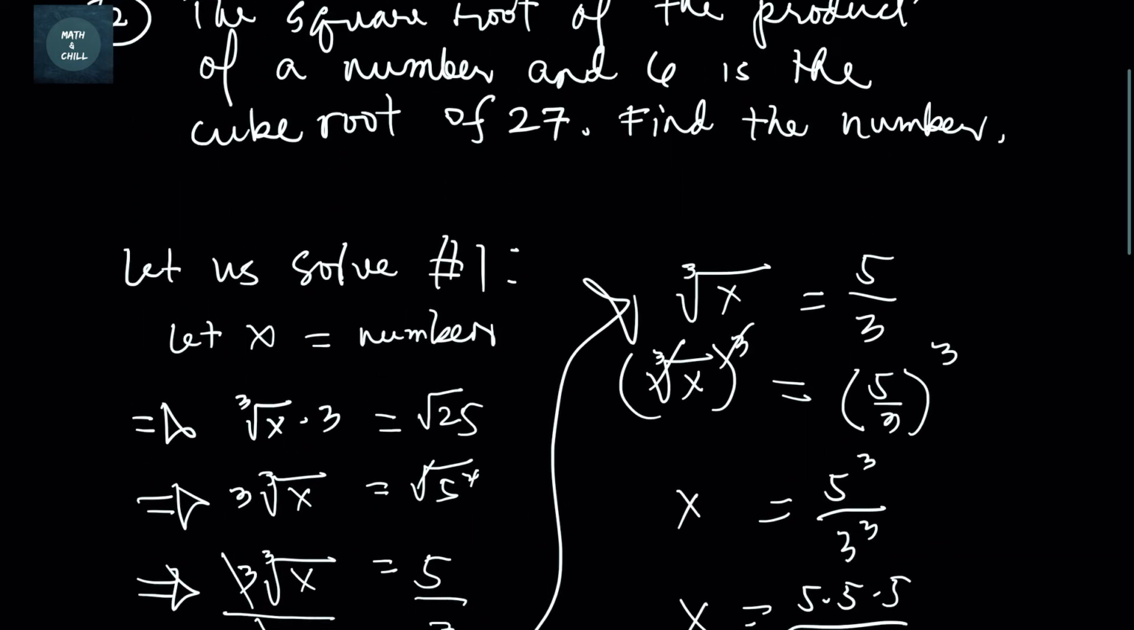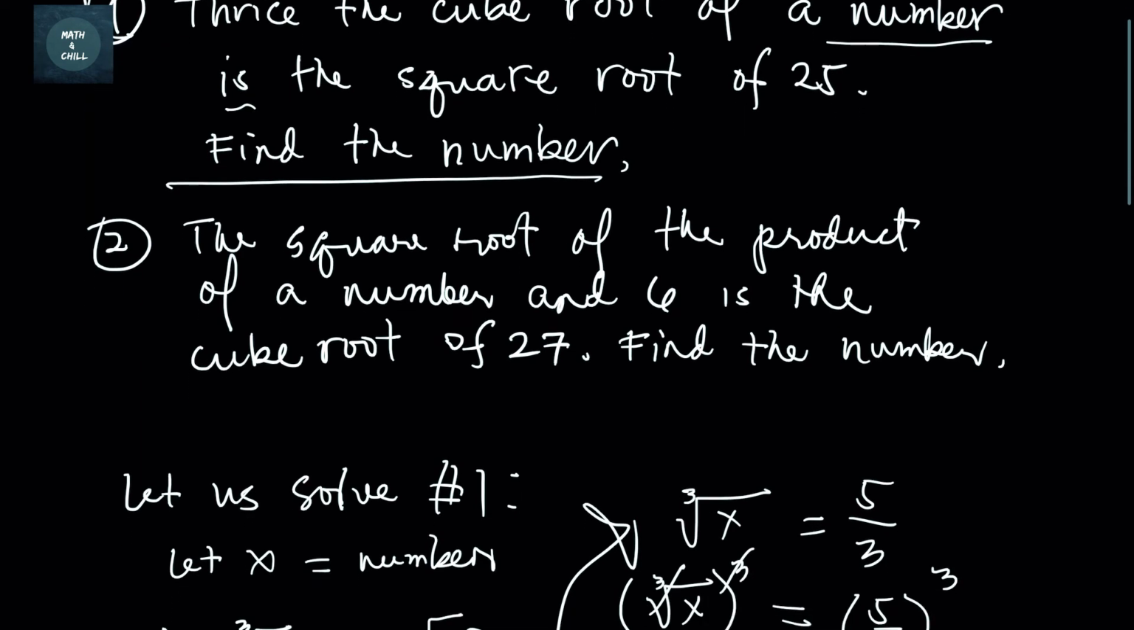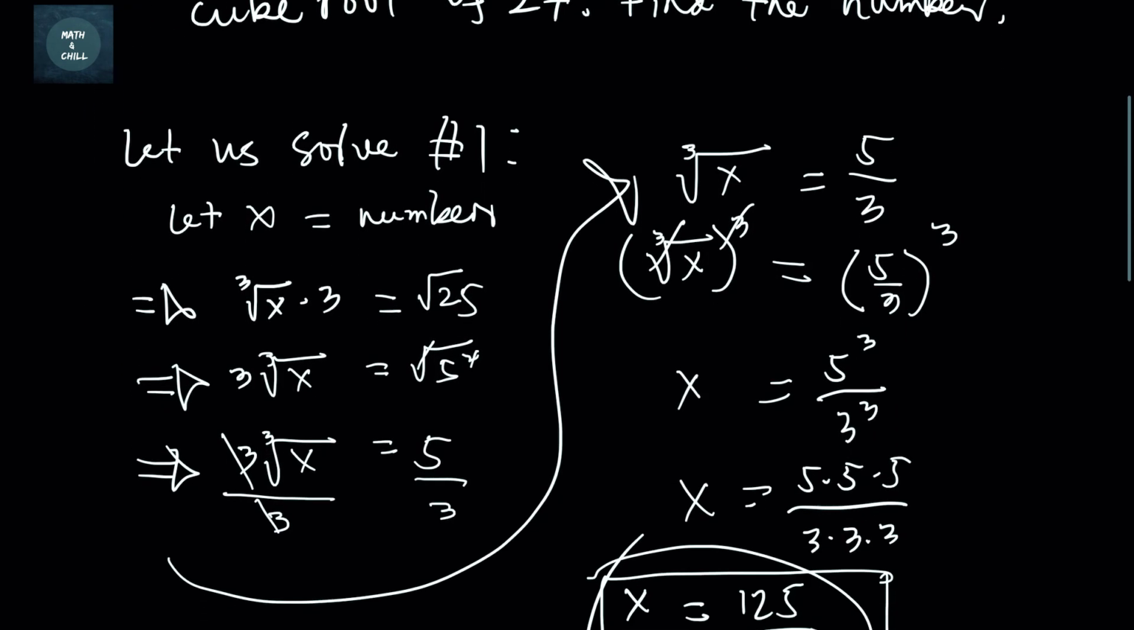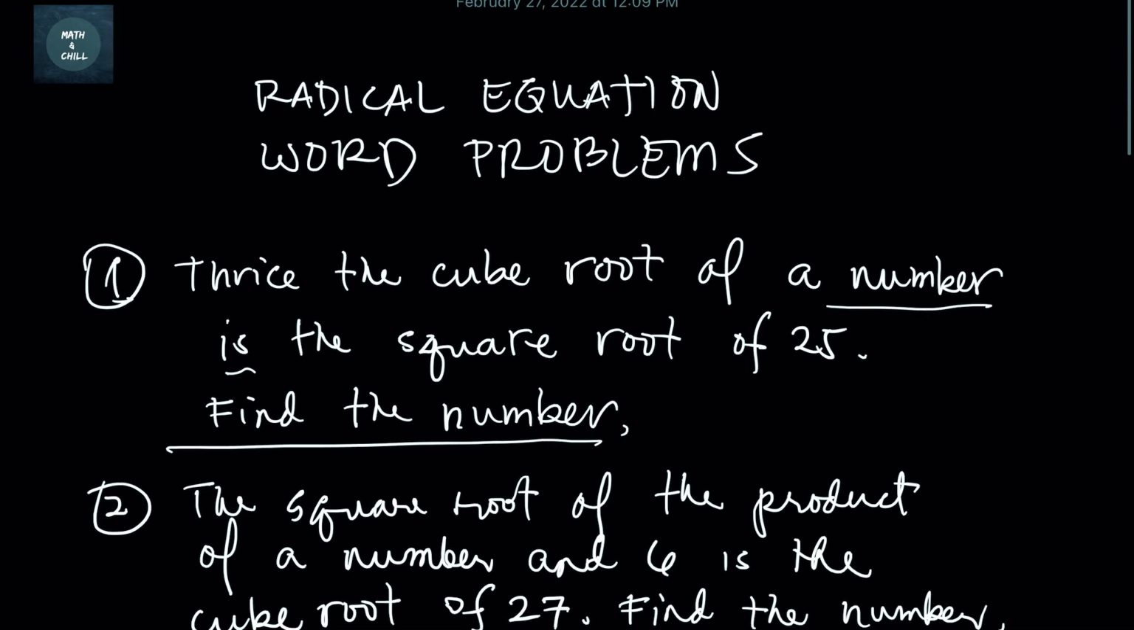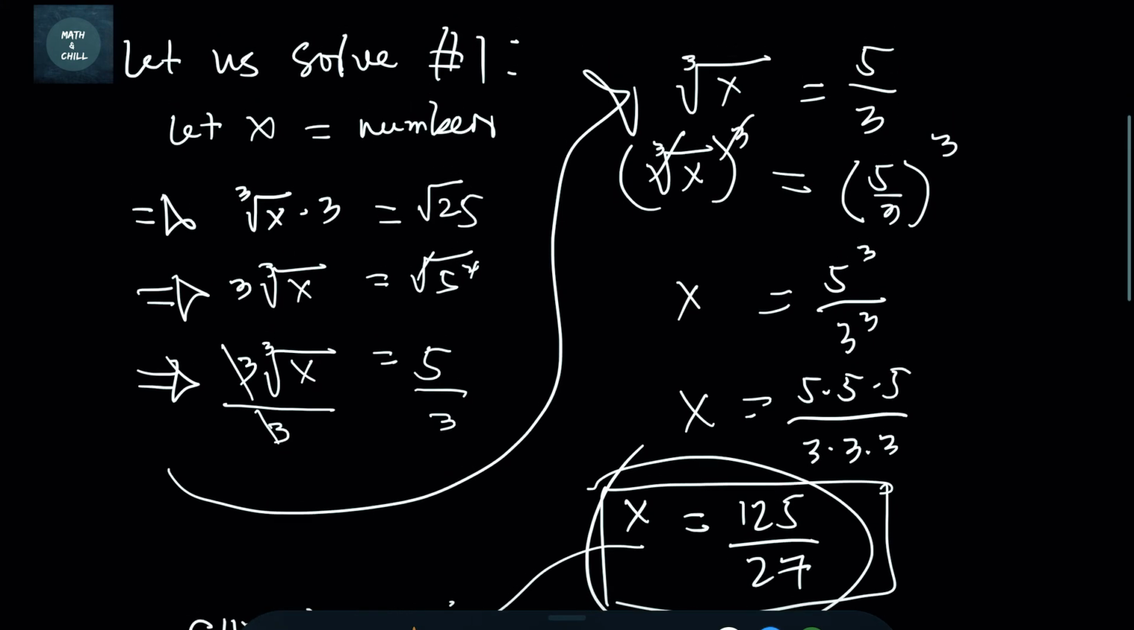So, mauna siya ang atong problem number 1. Find the value of the number is 125 over 27. So number 2, we have the square root of the product of a number and 6 is the cube root of 27. Find the number. So may pasabutan na the square root, erase na to niya.